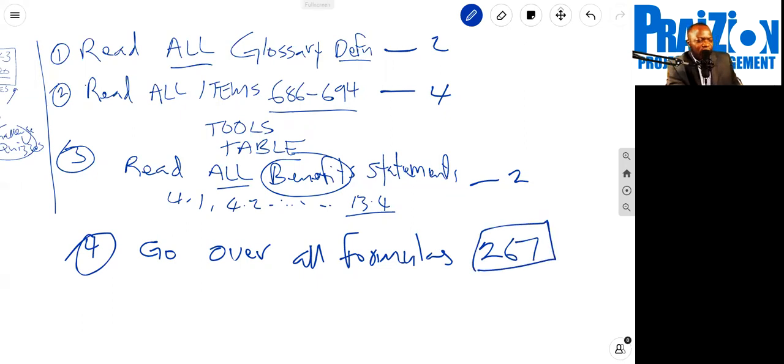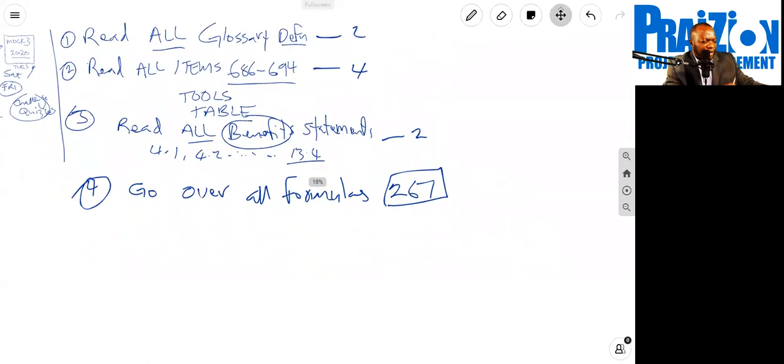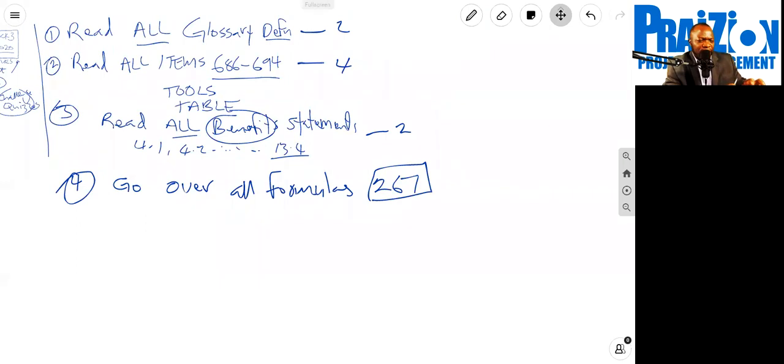Earned value is that one where we have all the formulas for earned value on page 267. Outside of that, I wouldn't really worry too much about any other formulas because on some courses, they introduce a lot of other formulas, the point of total assumption and all sorts of other formulas. I wouldn't worry about those.